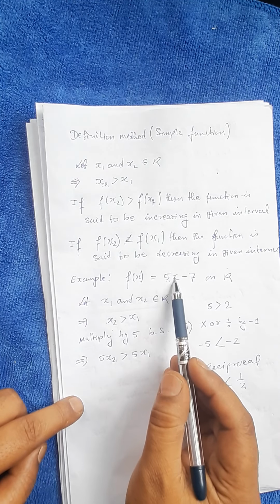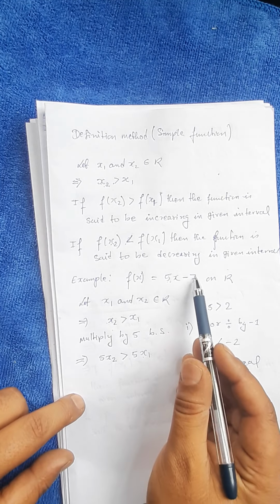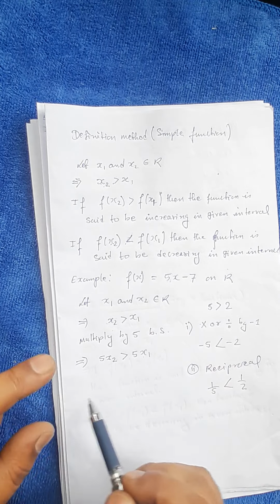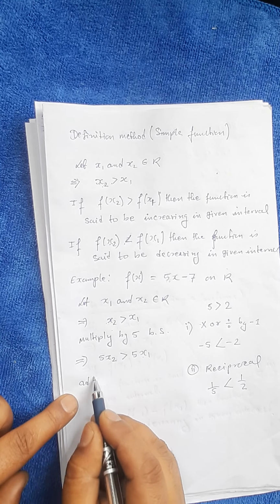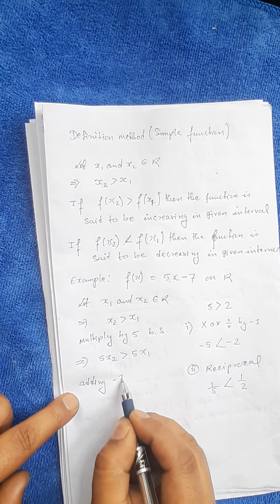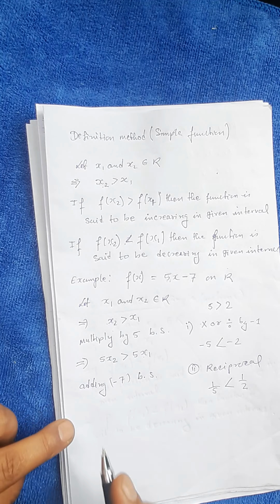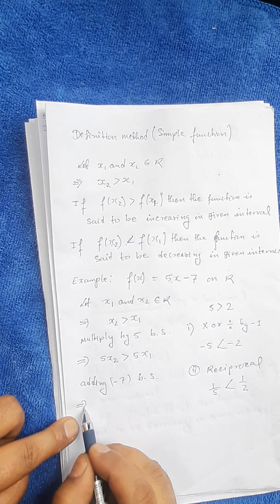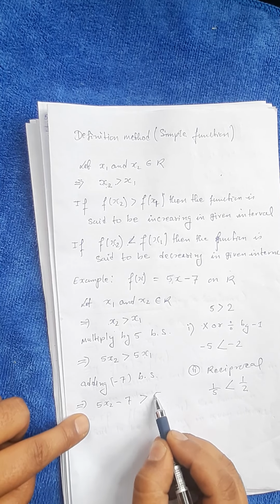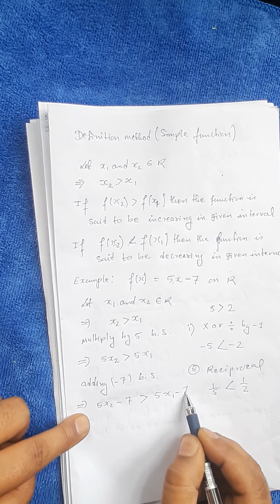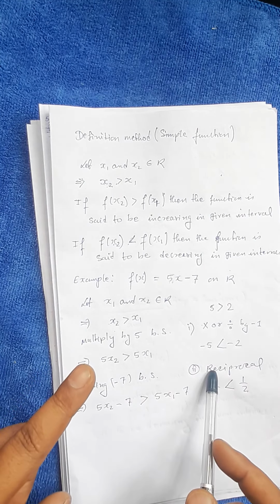Now we make 5x. 5x2 and 5x1 are already there. Now one more term is there, what is it? -7. We are going to add -7 both sides. Adding -7 both sides. Now this becomes 5x2 - 7 is bigger than 5x1 - 7. Remember, the symbol gets reversed when multiplying or dividing by a negative number and when taking the reciprocal in the relations.